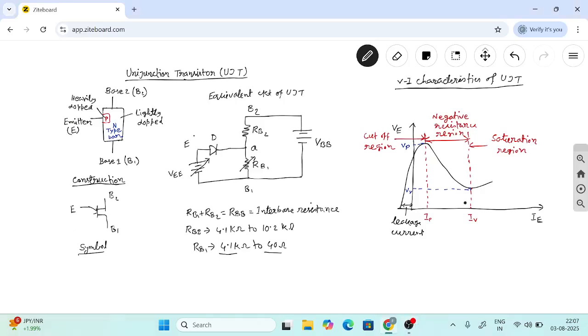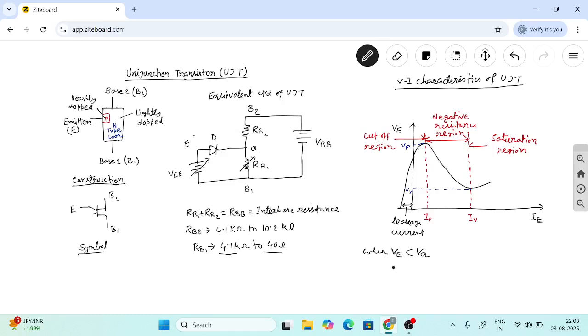Next, the VI characteristics of UJT. It has three states: cutoff region, negative resistance region, and saturation region. When the voltage at point E, VE, is less than VA, the device is in off state condition. Only a small amount of current, called leakage current, will flow through the device. This state is called cutoff region.